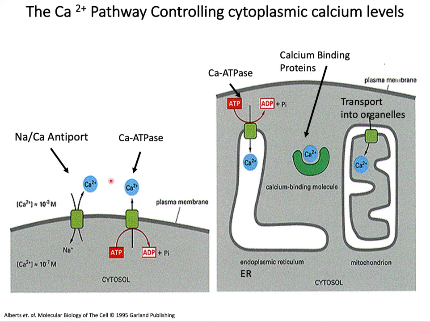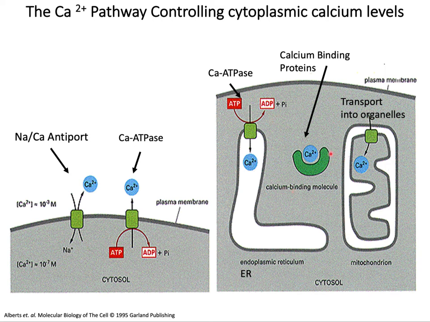But the cell has a wide variety of other mechanisms for keeping the levels of calcium low in the cytosol. One of them is through active transport. Here is a well-characterized calcium ATPase, which can use the energy of ATP hydrolysis to pump the calcium from the cytosol into the extracellular space. There is also a calcium ATPase found in the membrane of the endoplasmic reticulum, and in this case, this actively transporting pump can move calcium from the cytosol into the lumen of the ER.